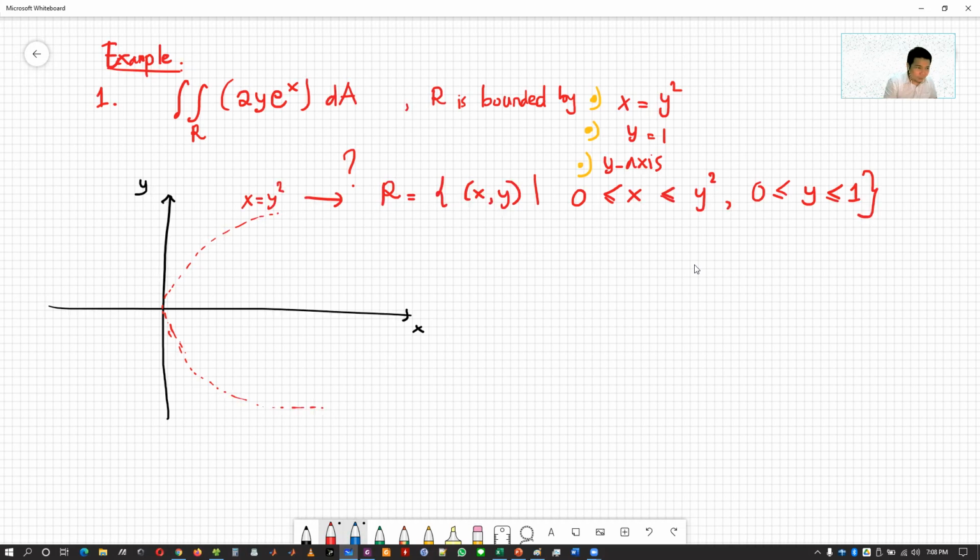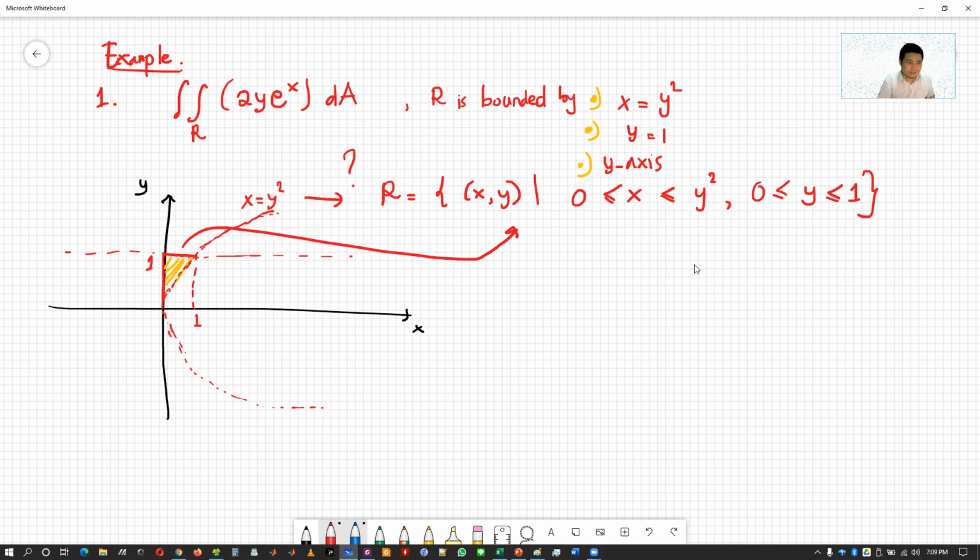Okay, and then y is 1. Y is 1 is something like here. Let's say this is 1. And then the y-axis, where is it? This one. Okay, this is the y-axis. So where is the area? This is actually the area that we are trying to calculate here. Because this is a 1, and we just simply square it, this becomes 1.